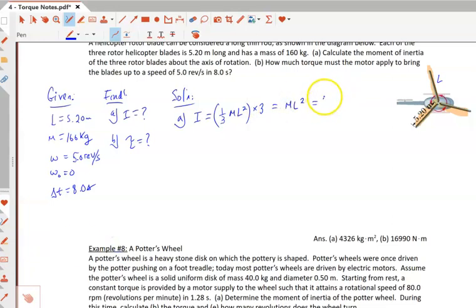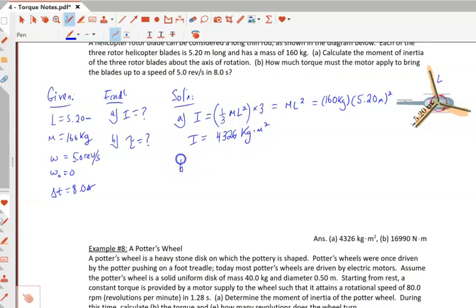So we plug in the mass of 160 kilograms, and then we put in the length of the bar, 5.2 meters. We square that. When you plug it in, we get a rotational inertia of roughly 4,326 kilograms times meter squared.